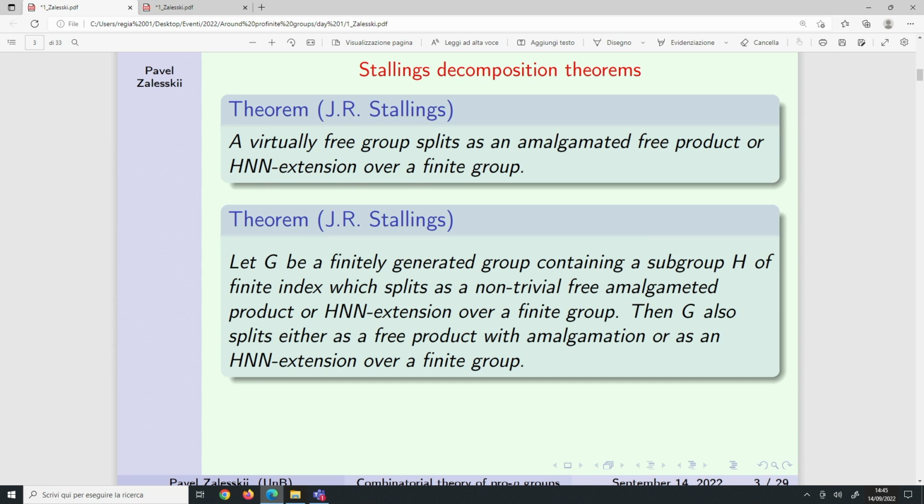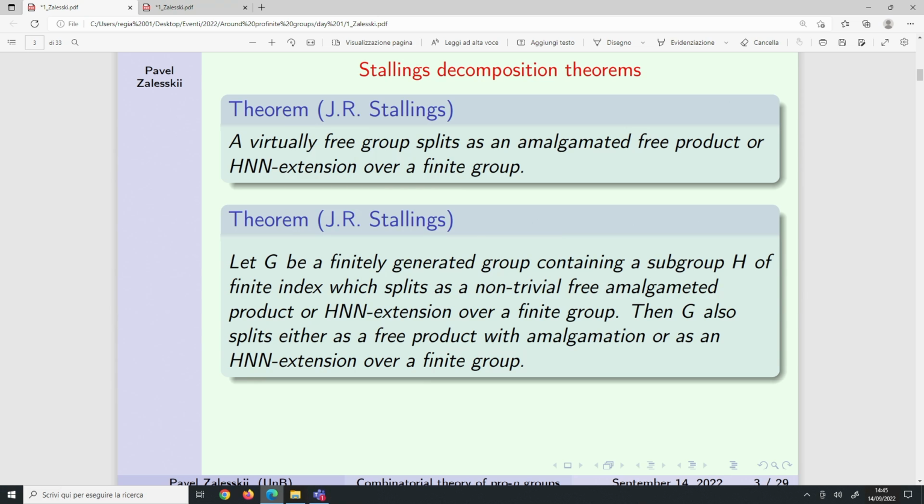And the second theorem of Stallings is a generalization of this. Historically, the first is actually a corollary of this, but nevertheless, I stated it separately because there are two different theorems. I've reformulated the original result a little bit, but it is exactly this: if we have a finitely generated group containing a subgroup that splits as a non-trivial free product with amalgamation or an HNN extension of a finite group, then G also splits either as a free product with amalgamation or an HNN extension of a finite group.